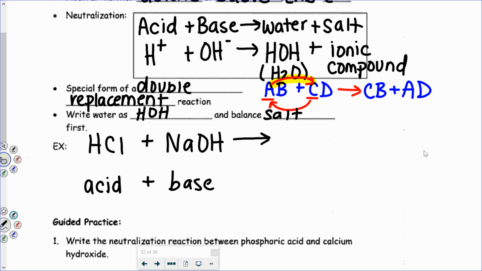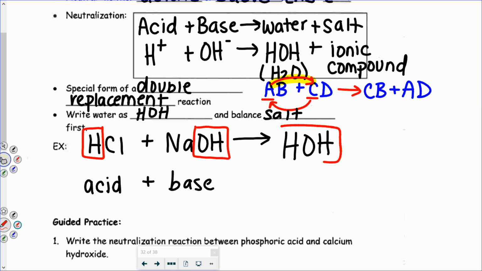So the first thing you're going to do is write water first. Now, where does the water come in? Where do I get water from these two things? So you're going to take the H from the acid and the OH from the base. Those are going to combine to form HOH, which is your water. So I'm going to box that in to show where it came from. There's your water, one of your products.